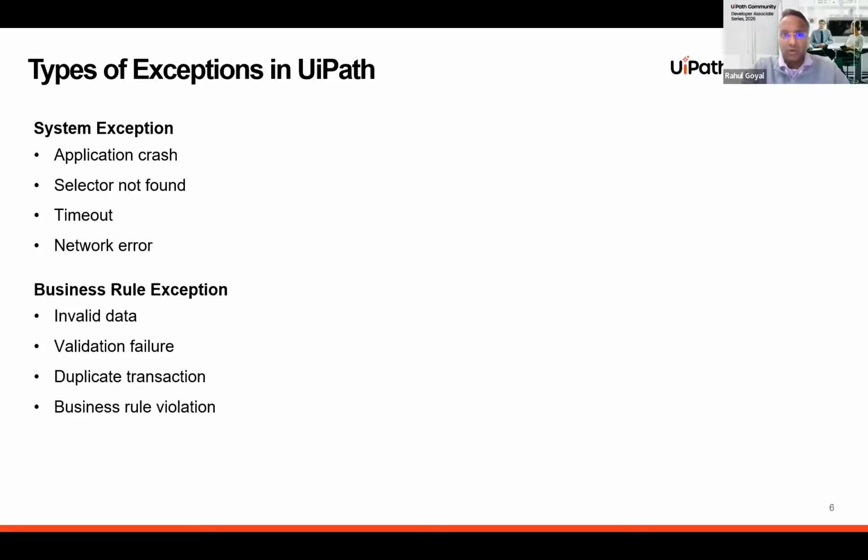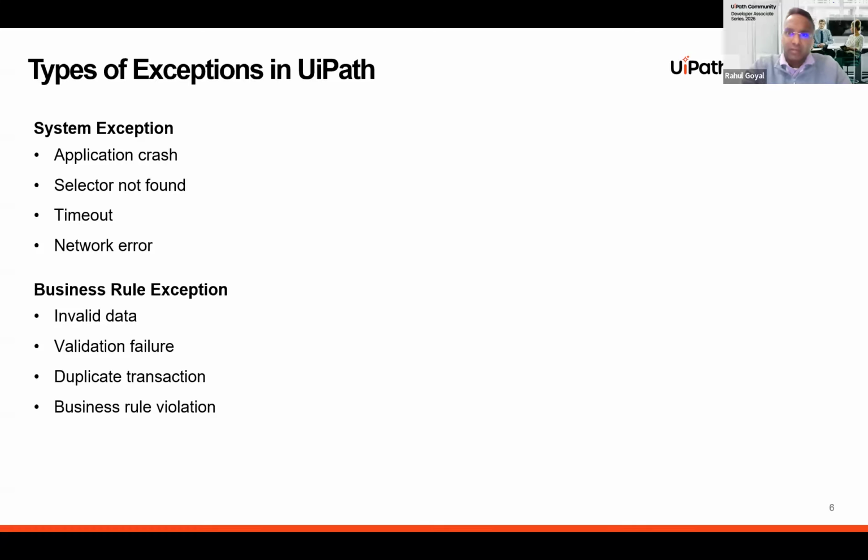So the system exception, think of it as something that's not much in your control. As the term says, suddenly an application crashed, or like I said earlier, the selector is not found, or maybe a timeout due to some latency in the process, or maybe networking, some of the network got dropped. These are all things which as a human we cannot control, but these are very tangible exceptions that could happen in the process of any automation running in production, right?